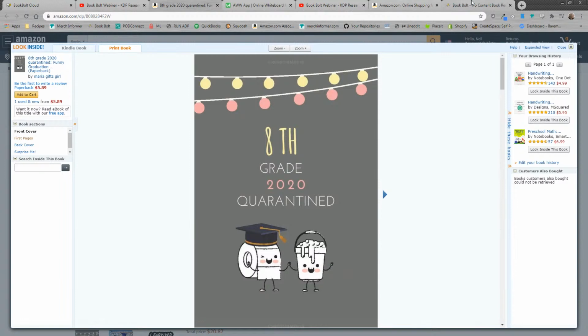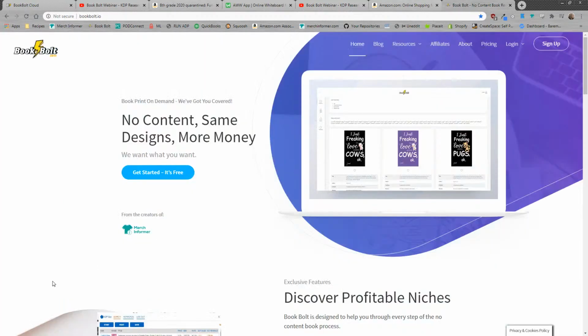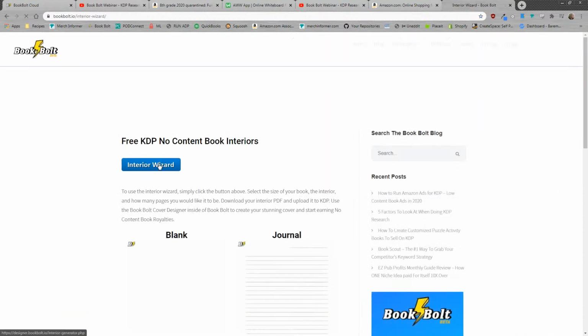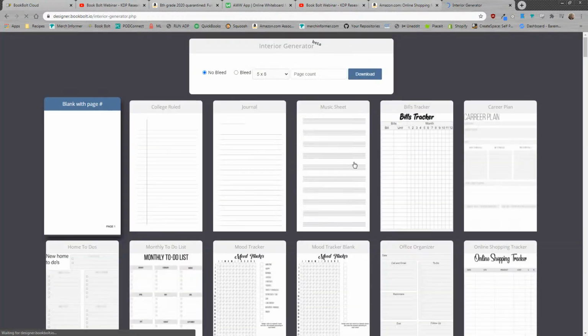Let me actually go ahead and show you guys that real quick. If you want to pick up some of these simple interiors that don't really require you to do much, go to bookbolt.io, go to resources, go to interior wizard, and then you just click on the big blue button, okay? Give this a second to load here.